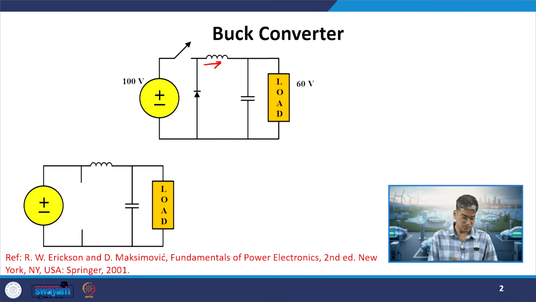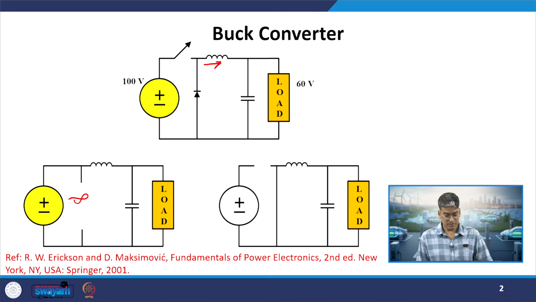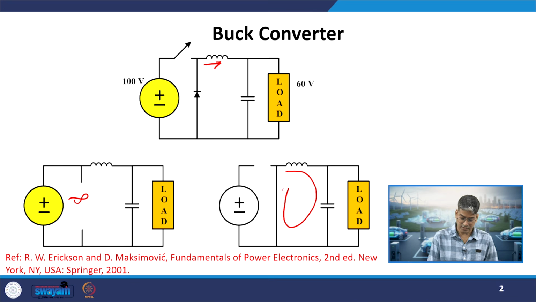When the switch was on, what was the operation of the circuit? The diode was getting reverse biased, so it was offering infinite resistance, and the inductor was experiencing the voltage which is the difference between your input and output voltage. Then when the switch was turned off, the inductor property is to maintain the current, so it was circulating the current in this direction and the diode was coming into the conduction path, and this was the equivalent circuit when the switch was off. Then we calculated the voltage across the inductor over the turn on time, and then the voltage across the inductor when the switch is off.